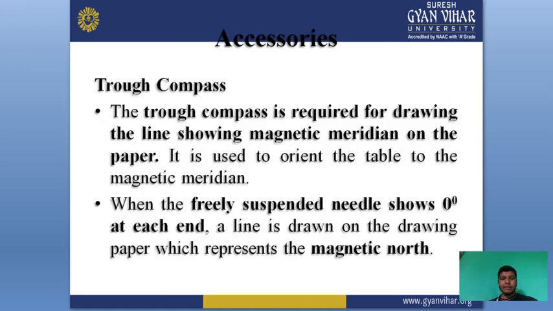The accessories also include a trough compass. What is a trough compass? The trough compass is required for drawing the line showing the magnetic meridian on the paper. It is used to orient the table to the magnetic meridian. When the freely suspended needle shows 0 degrees at the end, a line is drawn on the drawing paper which represents the magnetic north. Basically, the trough compass is used for showing directions.